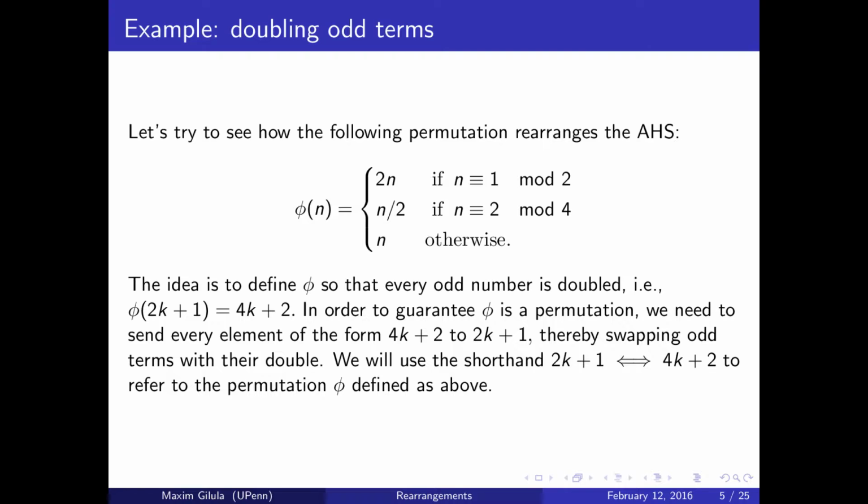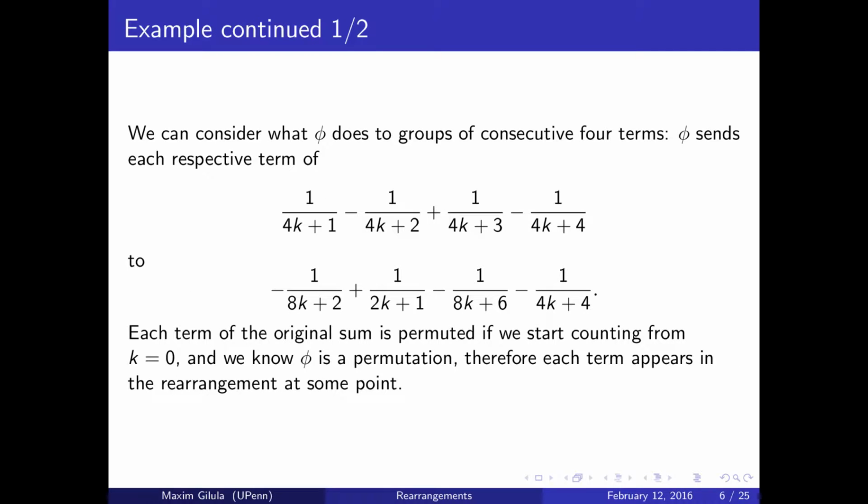And I want to write the shorthand, this double arrow thing, even though I won't use it too much. But it's just kind of easier to look at than this piecewise definition of the permutation. One thing we could do is consider what it does to these little groups of 4 terms of the alternating harmonic series.